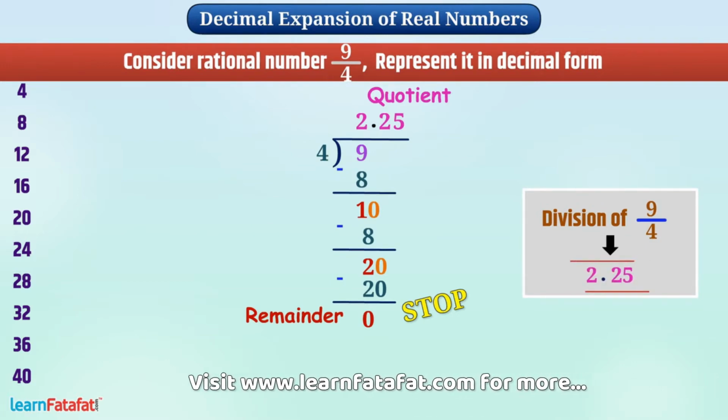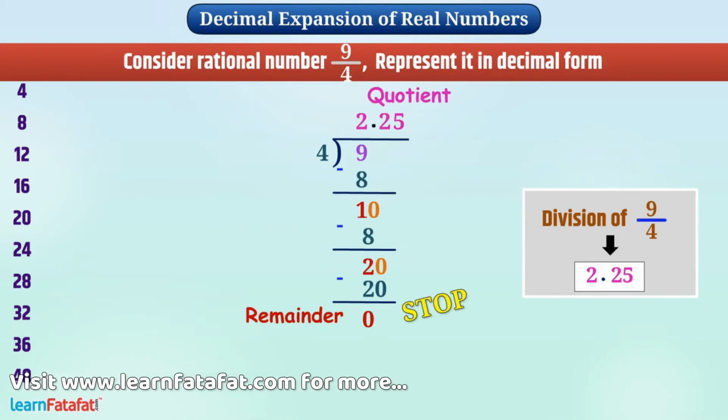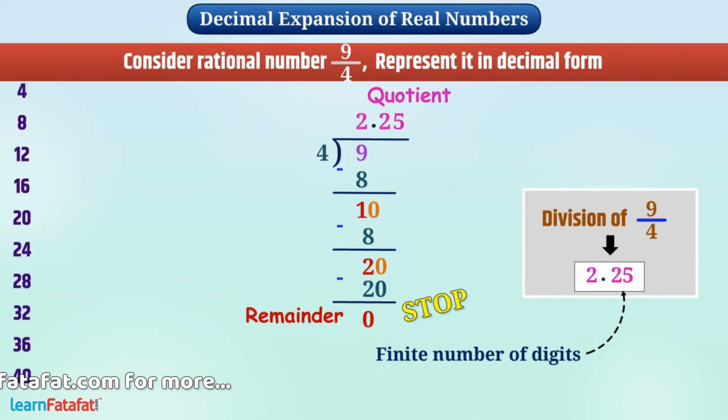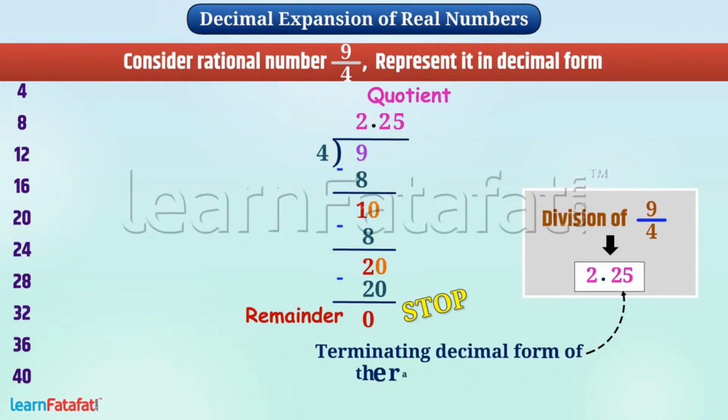Look at this number. This number has finite number of digits. Such a decimal form of rational number is called terminating decimal form of the rational number.